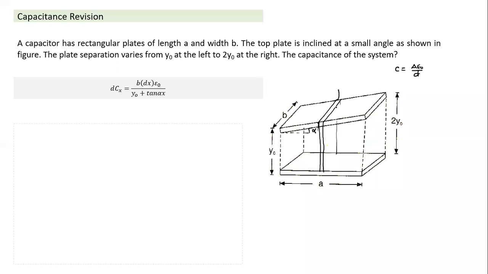So what is the capacitance of this part alone? This part has width B and area dx into B. This area term goes into epsilon naught, and the distance d will be y naught plus the extra height delta y. Delta y by x is equal to tan alpha, or delta y is equal to x tan alpha. So total d becomes y naught plus x tan alpha. That is dC. The total capacitance is the integration of this, which you should obtain.